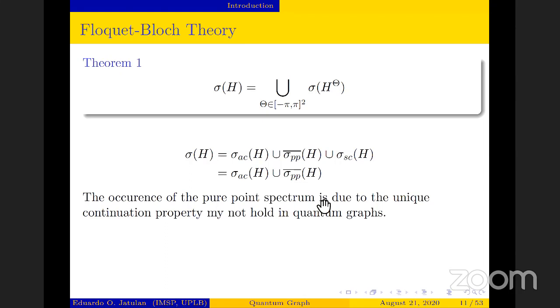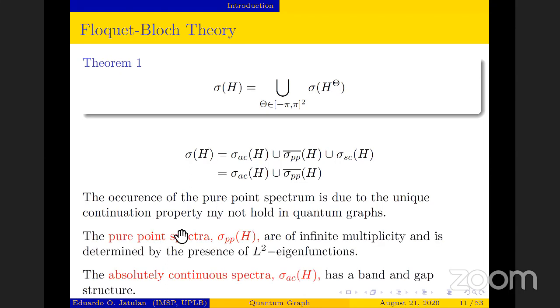So now, in that case, the pure point spectrum of this operator H can have infinite multiplicity, and it is determined by the presence of L2 eigenfunctions, or compactly supported eigenfunctions corresponding to this pure point spectrum. And for our absolutely continuous spectrum, we expect some band and gap structure.